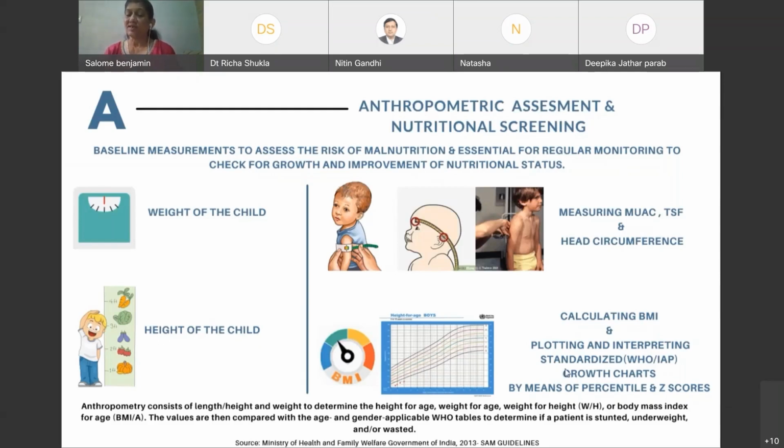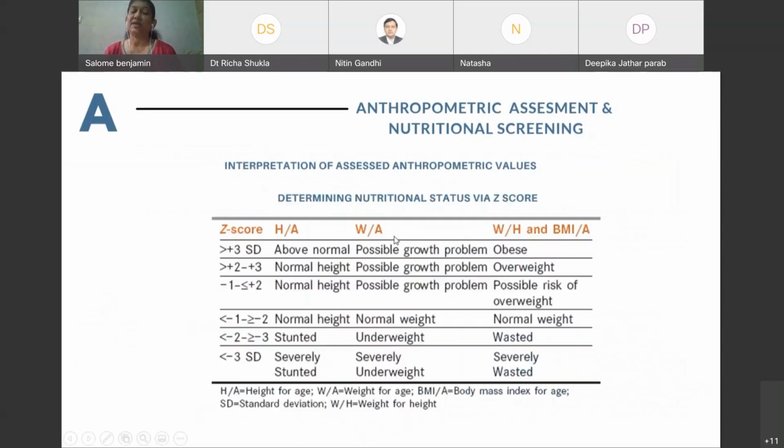So plot the chart, do these investigations, and then see under which criteria the child is falling, SAM or MAM. As I told you, the independent criterion, very easy in the field and in hospital, is MUAC. So this is how you do anthropometric assessment.